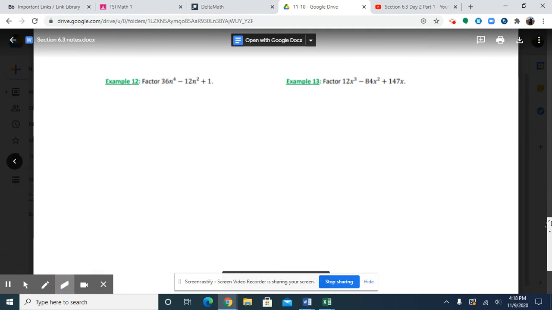Okay. Now this last one is a little bit difficult, so just follow the same steps. What we can do here is always start off, if we can, with factoring out a number. In this case, we can factor out 3x. So we would be left with 4x squared minus 28x plus 49.